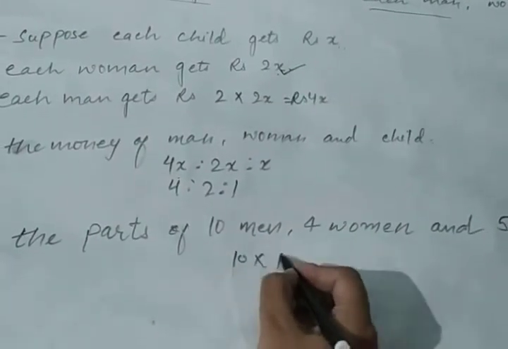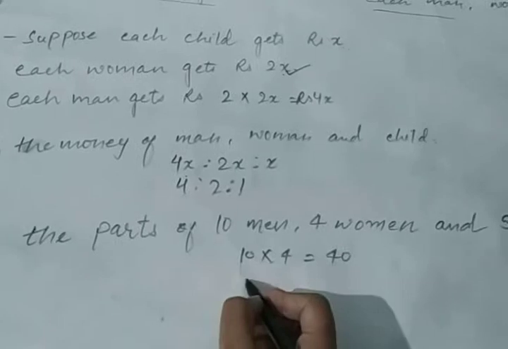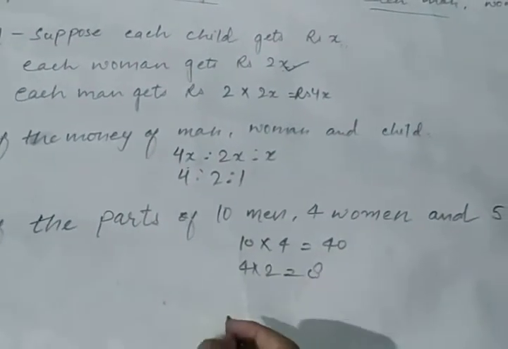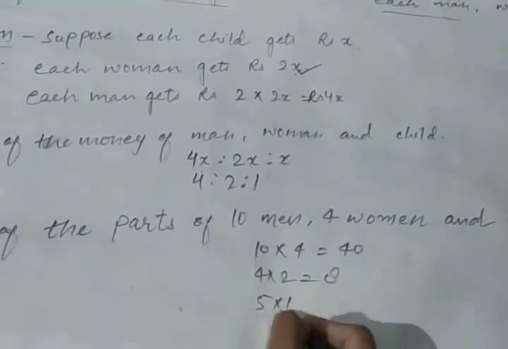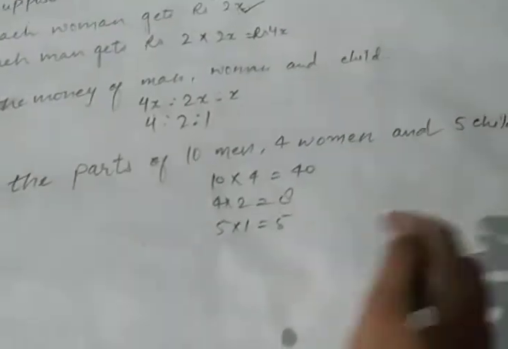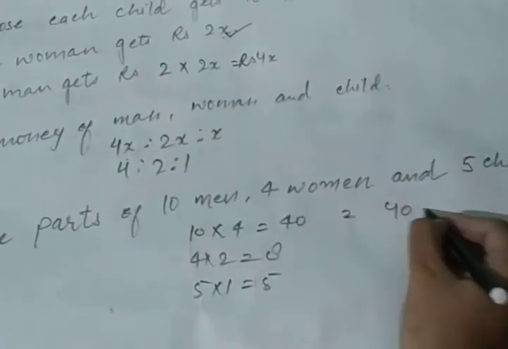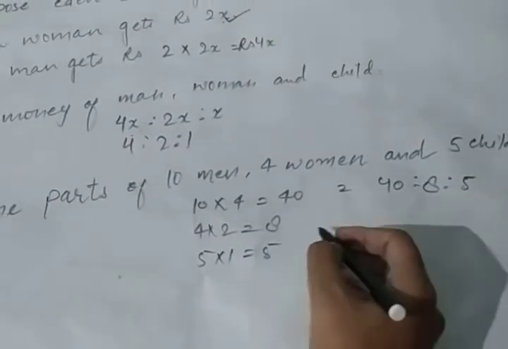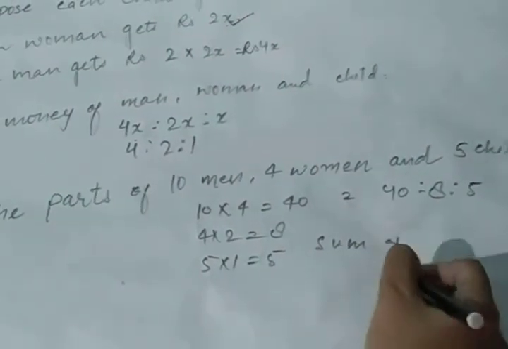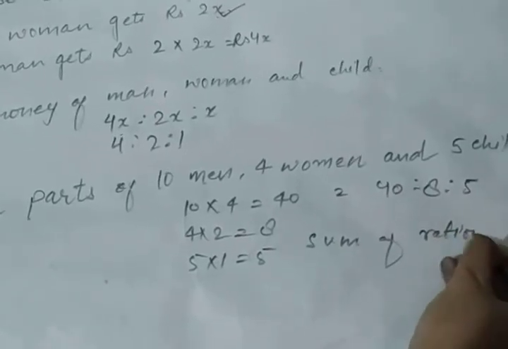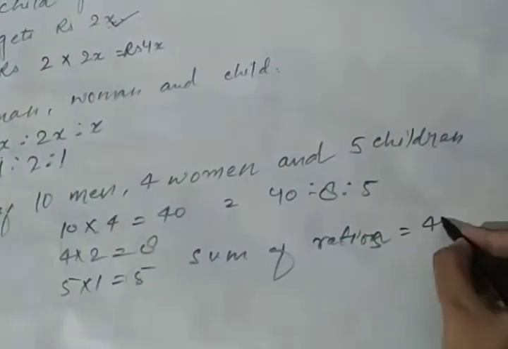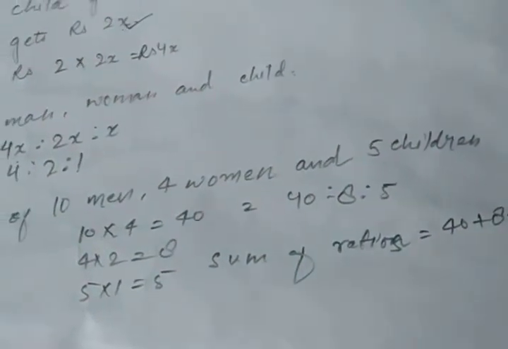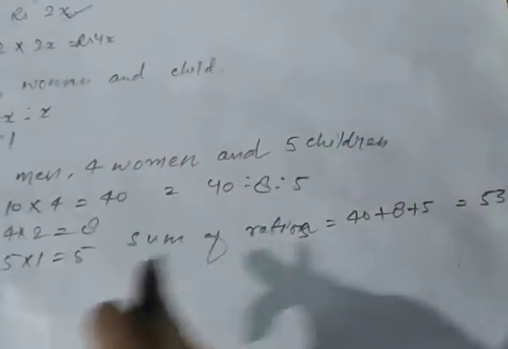The ratio parts of 10 men, 4 women and 5 children: 10 into 4, that is 40; 4 into 2, that is 8; and 5 into 1, that is 5. The ratio is 40 : 8 : 5. The sum of the ratios is 40 plus 8 plus 5, so the total will be 53.